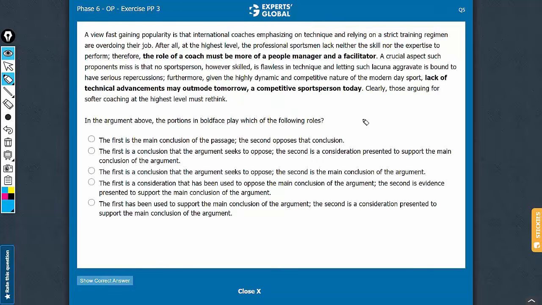Step 1 is to identify the conclusion of the argument. What is the conclusion here? This last part of the sentence suggests that those arguing for softer coaching at the highest level must rethink, and therefore the conclusion is that strict training is desirable. We know the conclusion. Step 2 is to link each boldface with this conclusion.